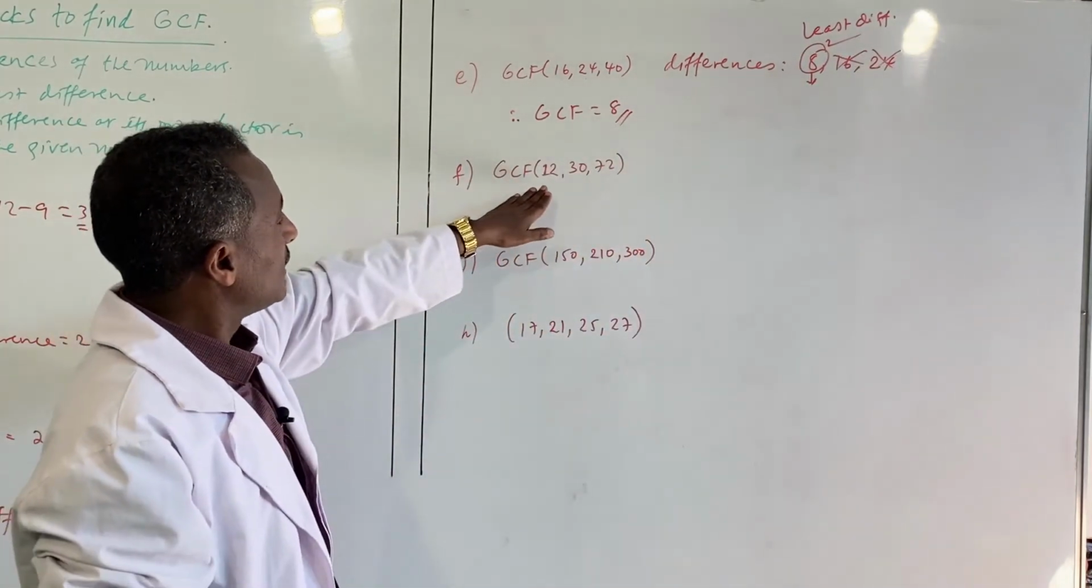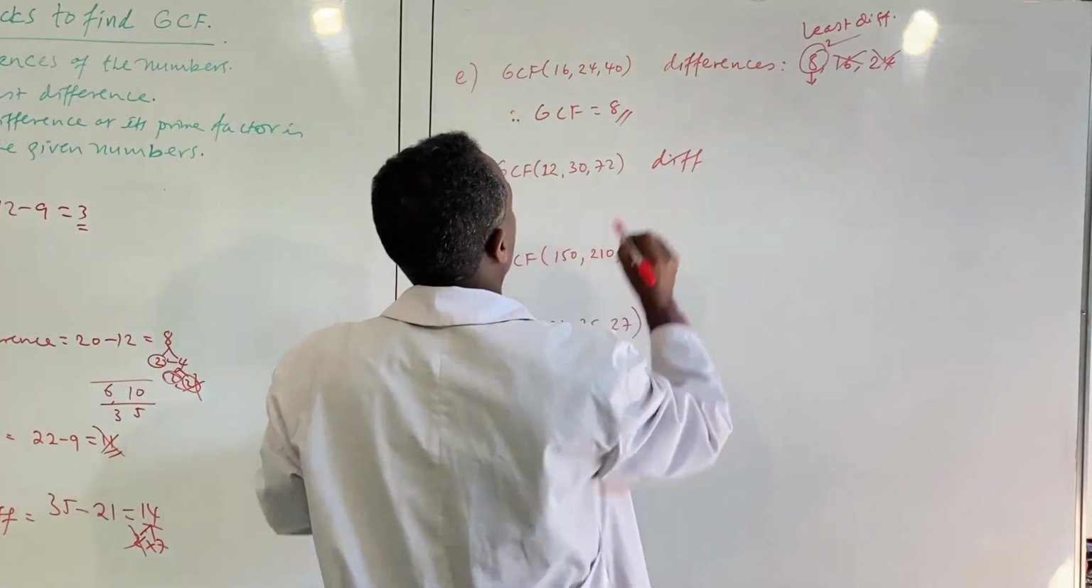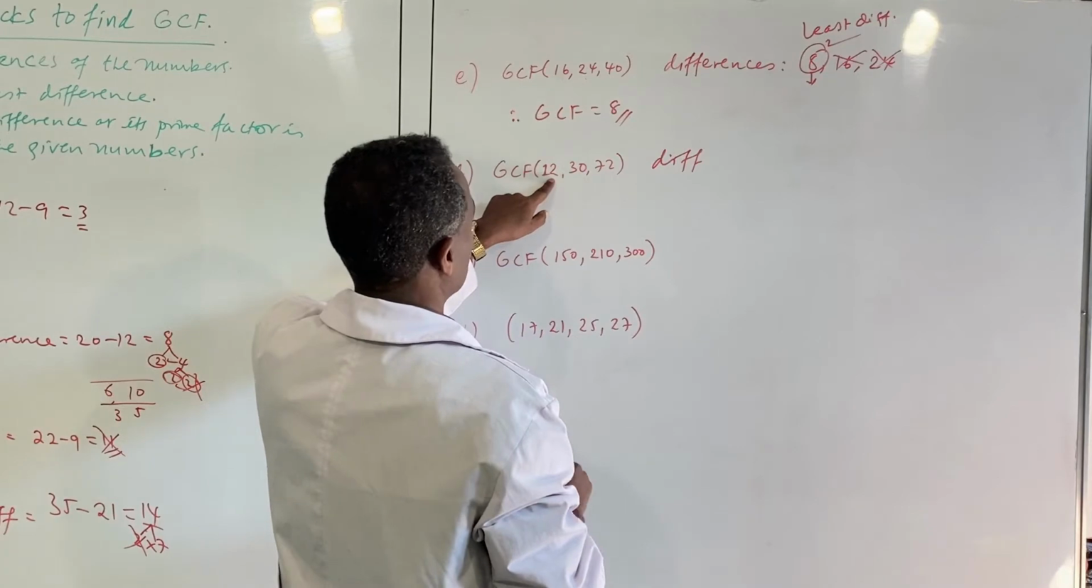Let us see the difference here. 30 minus 12 is 18, I think.